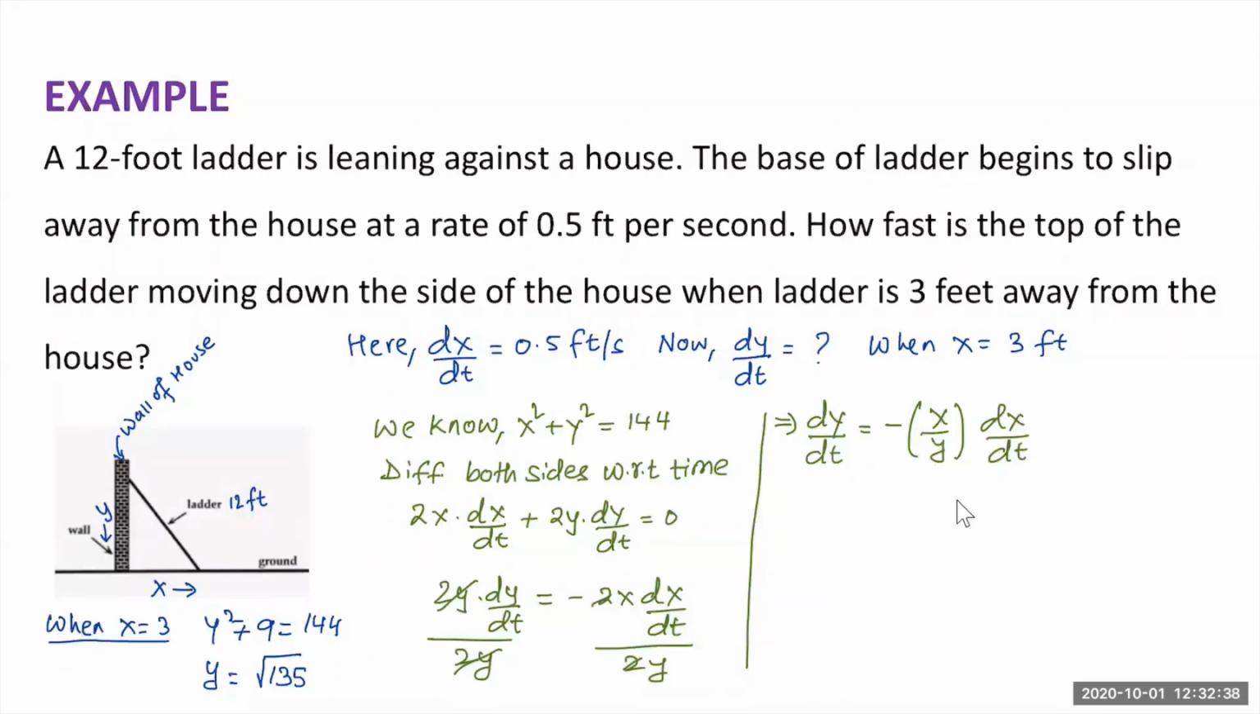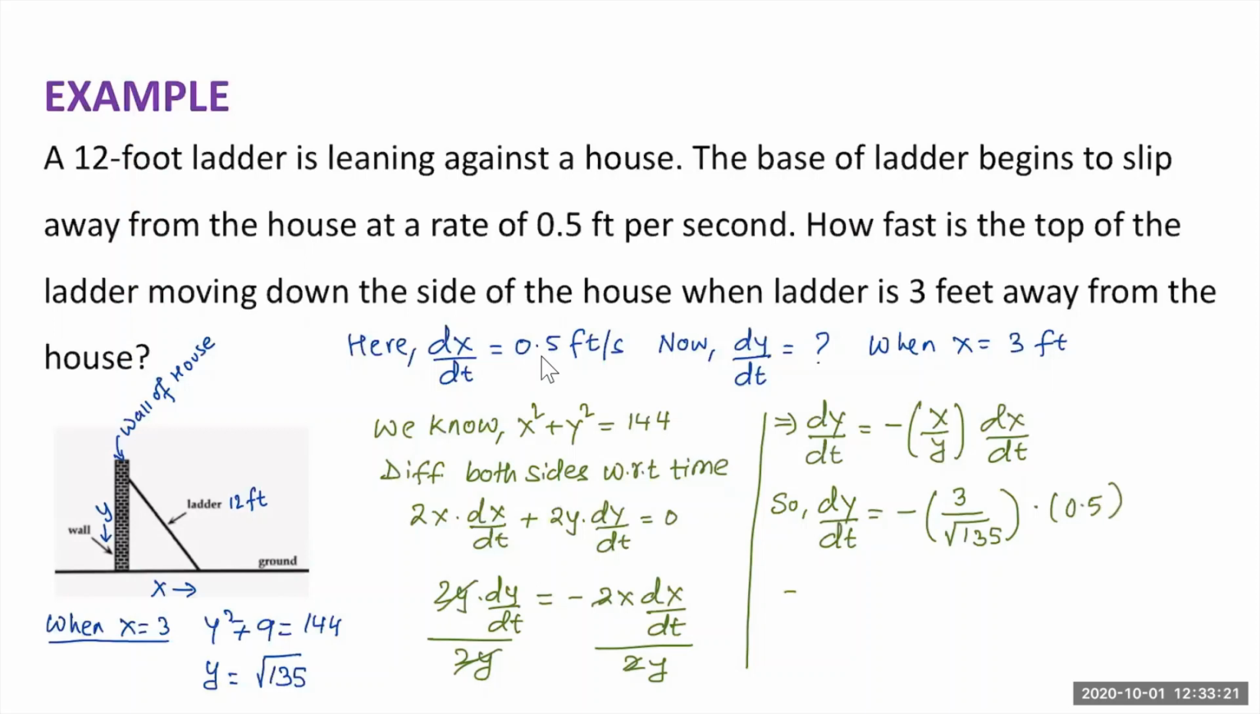Now we are going to plug in the values to find the value of dy over dt. So we get dy over dt is equal to negative, and then we have x is 3, because we are calculating the change when x equal to 3, divided by y. When x equal to 3, we already know y is square root of 135. Square root of 135 multiplied by dx over dt. This is already given to you. Dx over dt is half, or 0.5.